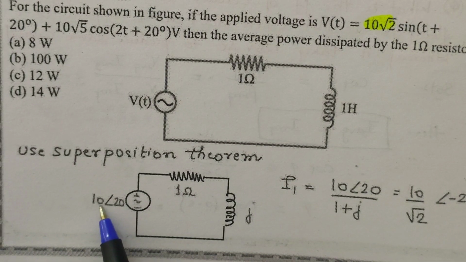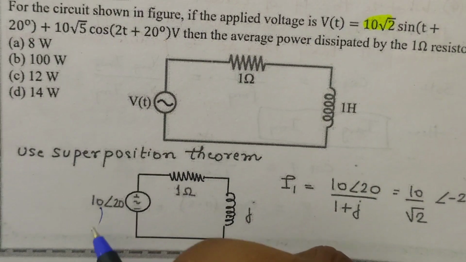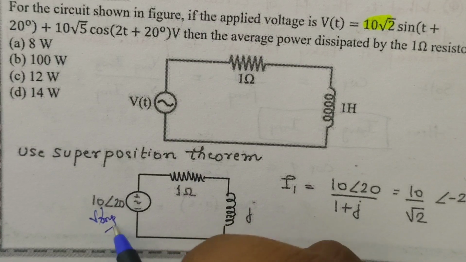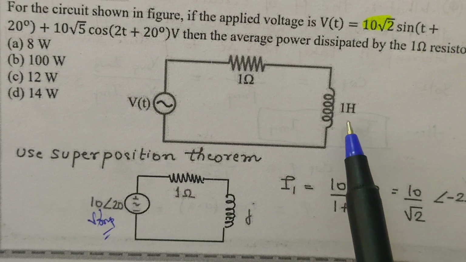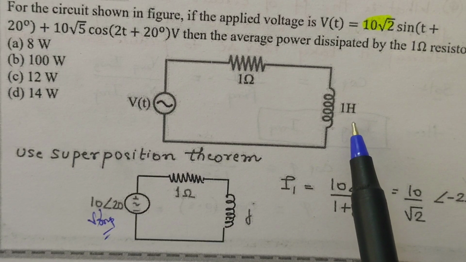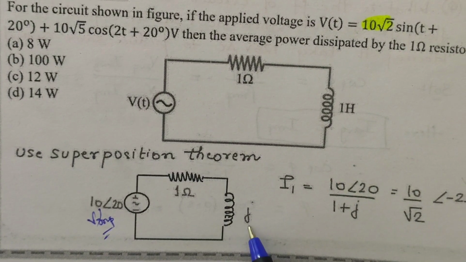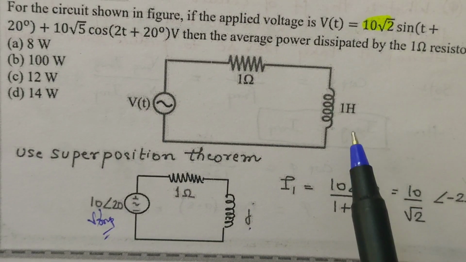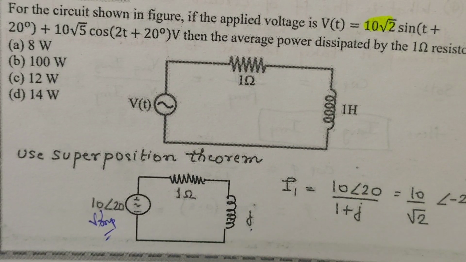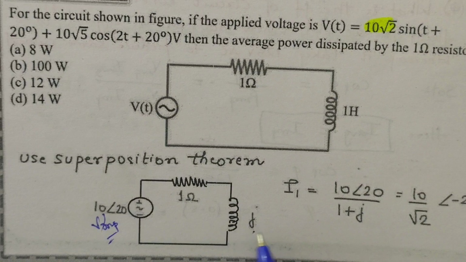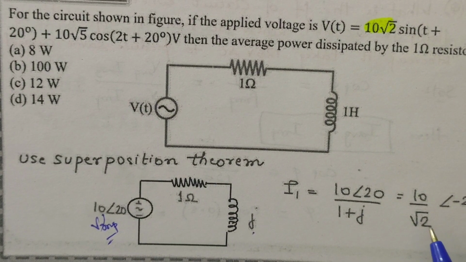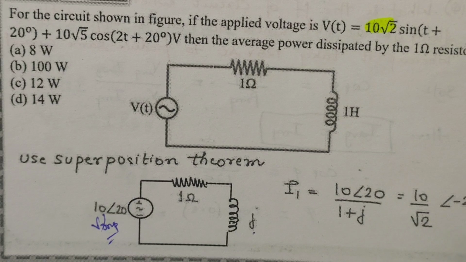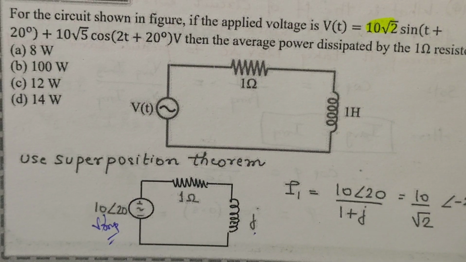So here he took the RMS value, and he converted XL is equal to j omega L, where j is present here, omega is 1 and L is 1. From this he calculated the current, 10 at an angle of 0 divided by 10 at an angle of 20 divided by 1 plus j, which you will get as 10 by root 2 at an angle of minus 25 degrees.